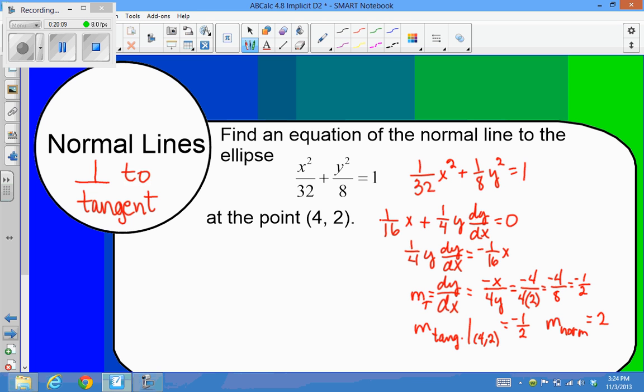Come back in now. Let's move over here so we've got some room. And y is going to equal my slope of 2 times (x minus 4) plus 2. And this is your normal line. Easy enough.